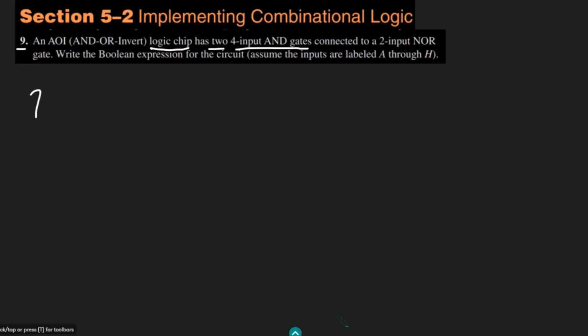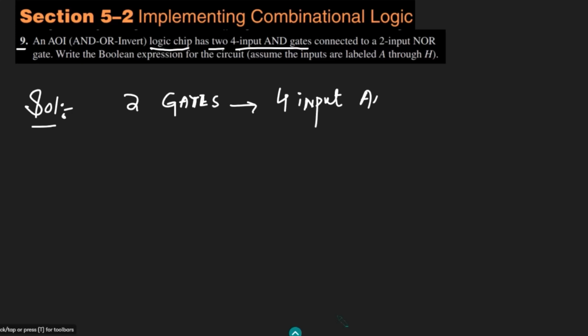In order to solve it, let me first write that we have 2 gates which are 4-input AND gates, and we have a single gate which is a 2-input NOR gate. So we have AND and NOR gates, and on the basis of it we have to write the Boolean expression for the circuit.